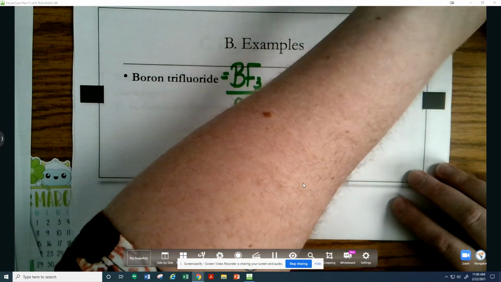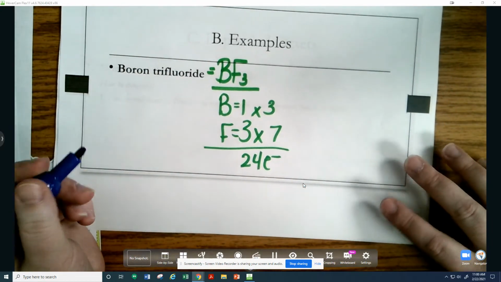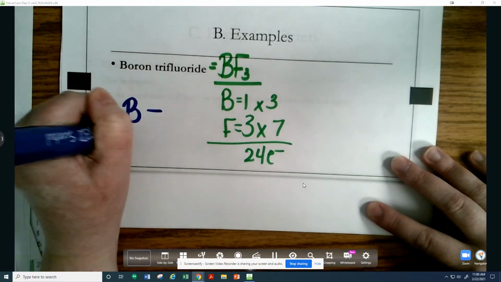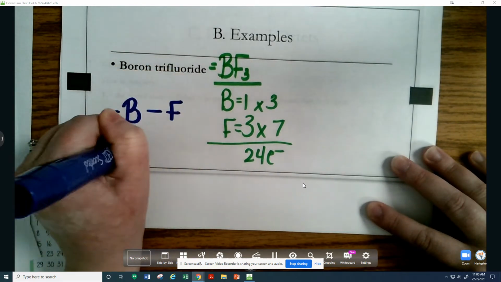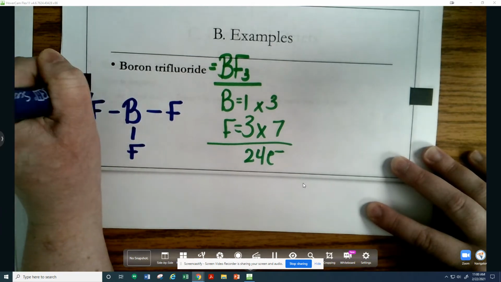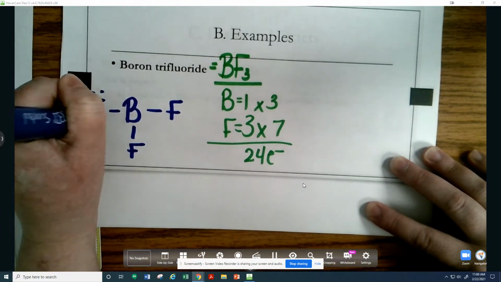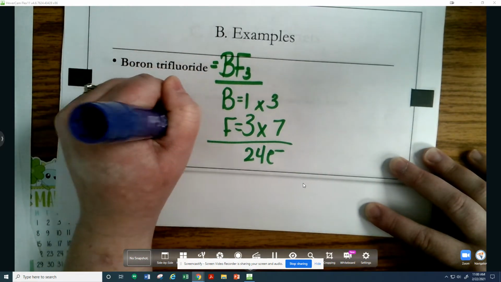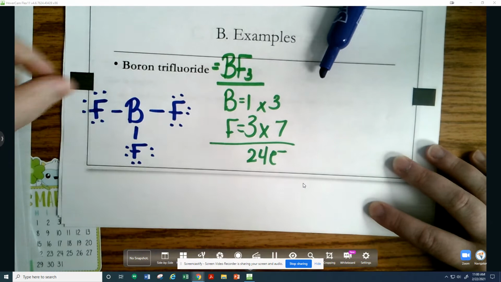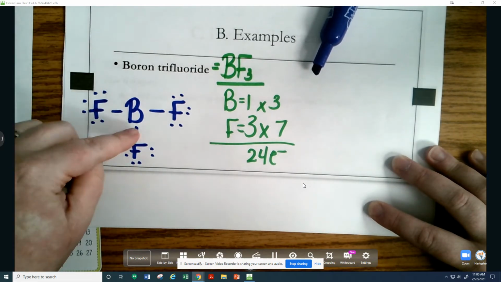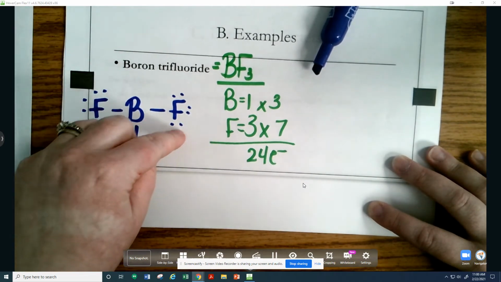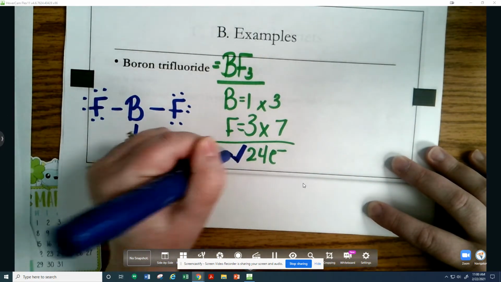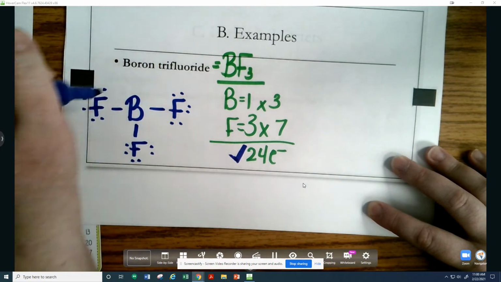When we go to draw our Lewis structure, our central atom is going to be the odd man in the middle. In this case, it's going to be boron. And we can see that we'll have 3 fluorines. And what I'm going to do is start completing the octets of my outlying elements. Now that I've done that, I can see that I have 2, 4, 6, 8, 10, 12, 14, 16, 18, 20, 22, 24. So all of my electrons are spent. We can see that now everything is content.